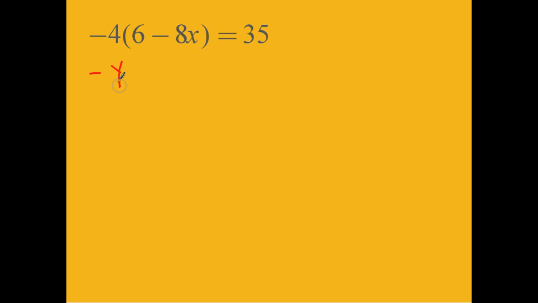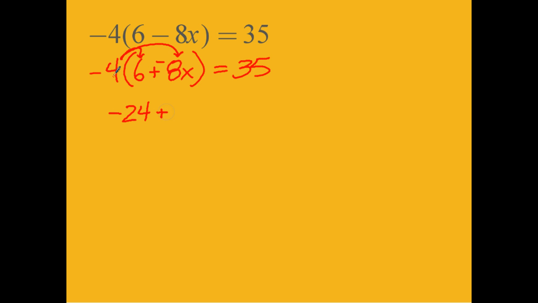So let's rewrite. Negative 4 times 6 minus 8x is equal to 35. So then let's go ahead and we'll make the minus a plus negative 8. Okay, and then what we can do here is negative 4 times 6, negative 4 times negative 8x. Negative 4 times 6 is negative 24, plus negative 4 times negative 8 is positive 32x is equal to 35. Sometimes you guys like to rewrite it. In fact, let's not do that this time. But if you need to rewrite it, you could write it as 32x plus a negative 24. But hopefully you guys are trying to get used to it.